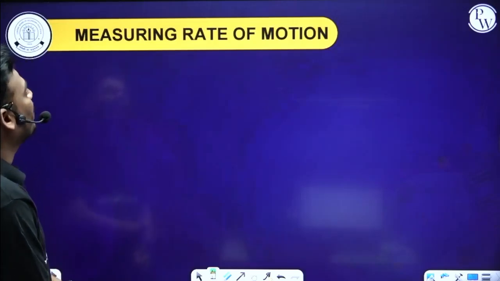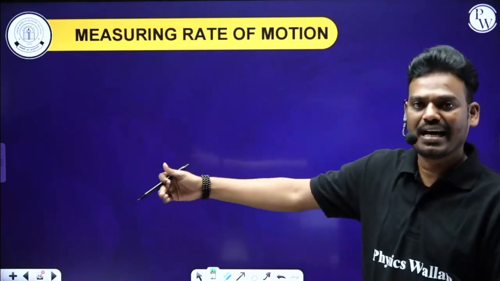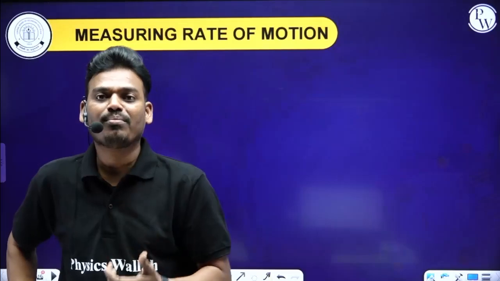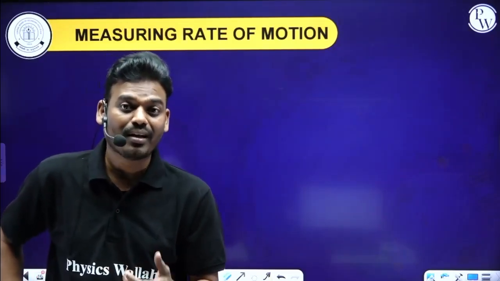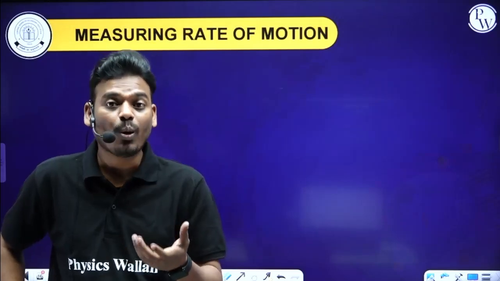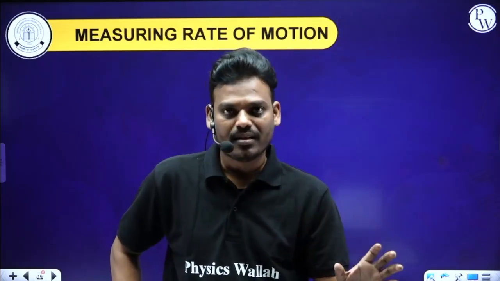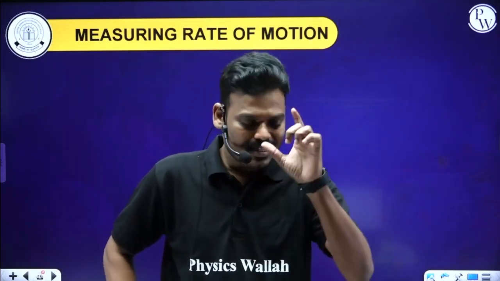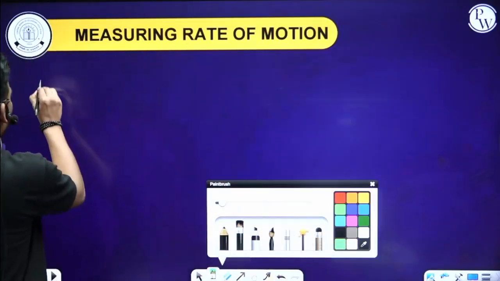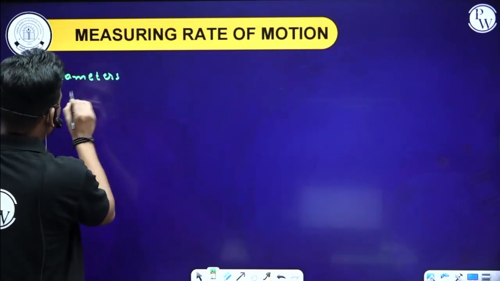That is measuring the rate of motion. Just now we have seen uniform motion as well as non-uniform motion. Here, how do you measure the rate of motion, meaning which one is moving faster and which one is moving slower? Here we have two terms: speed, or else velocity. And there are some parameters which are related to motion.